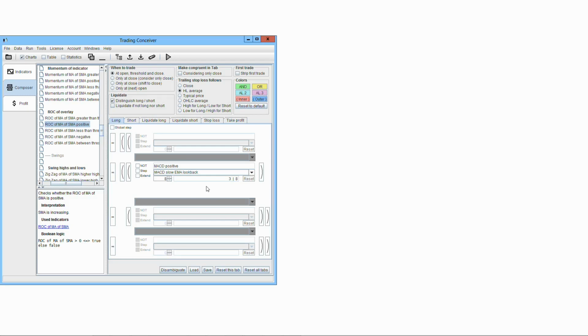Let's suppose you want to enter a long position according to some conditions of your choice, but only when the market is uptrending in the long term. As an uptrend long-term indicator, you can select rate of change of moving average of simple moving average positive, and set the lookback input parameters according to what long means for you in this case. Then you end this algorithm with the one of your choice. It will act as a confirmation signal.